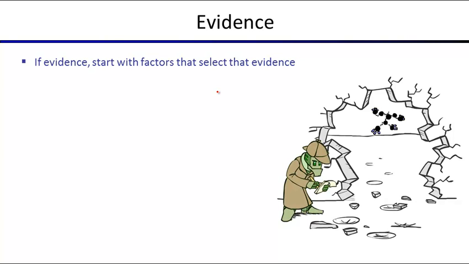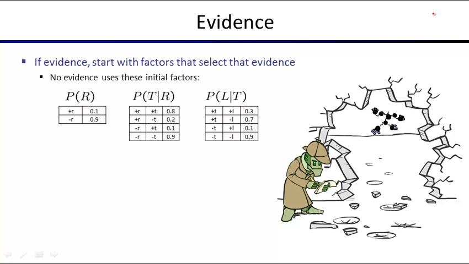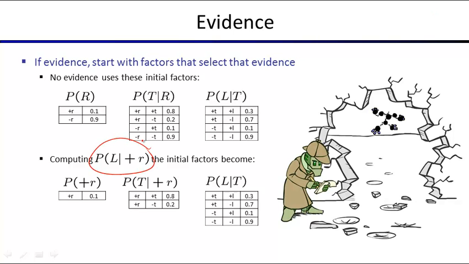Okay, what we haven't looked at yet is what happens if there is evidence in the query. What we did so far was answer the query, what is P of L? But there was no evidence. So let's repeat this procedure with evidence. These are our initial factors. We're interested in the condition of L given plus R. That means the factors become smaller, made consistent with plus R.